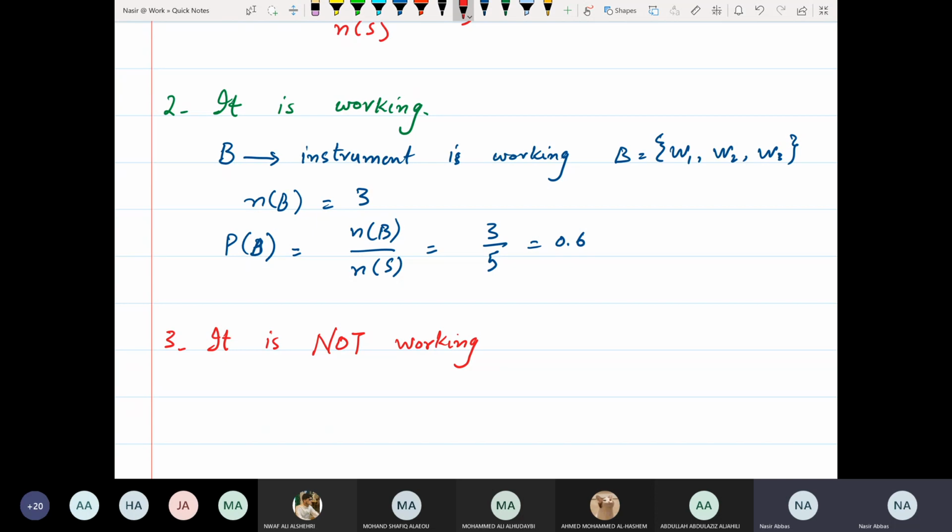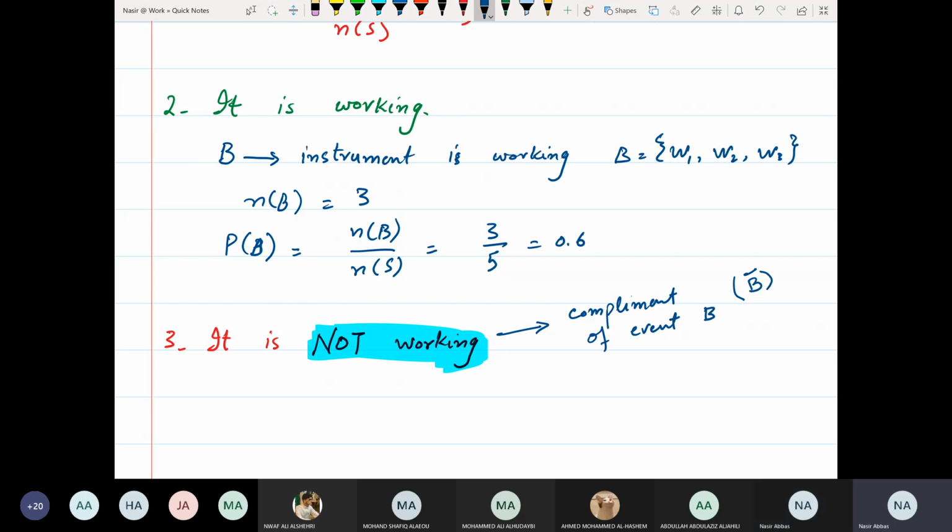So in that case, you need a general solution for the probability that it is not working. This is called the complement of an event, the opposite of an event. This is the complement of event B. And the notation for complement in probability is B bar. We call it complement.